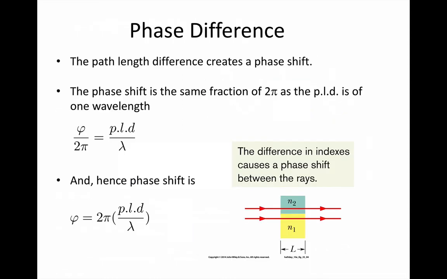The path length difference creates a phase shift, and the phase shift phi is the same fraction of 2 pi as the path length difference is of one wavelength. So we can write phi over 2 pi equals path length difference over lambda, and hence the phase shift phi is 2 pi over lambda times the path length difference.